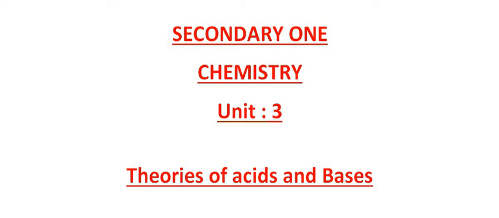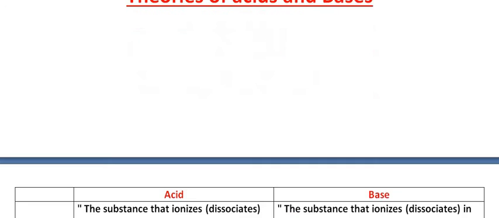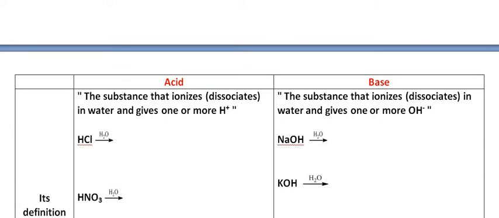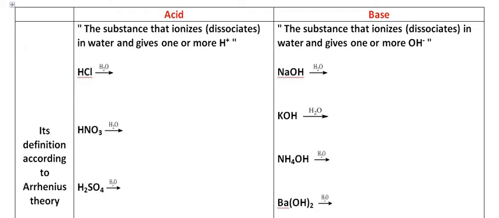We are in Unit 3. The lesson now is theories of acids and bases. You have studied in the preparatory stage that acids are compounds that dissociate in water giving H plus hydrogen ions, while bases are compounds that give hydroxide ions. We are now going to continue our lesson about acids and bases here.